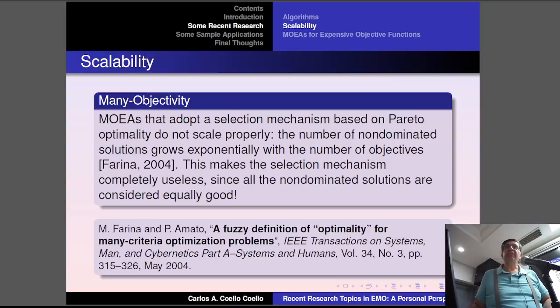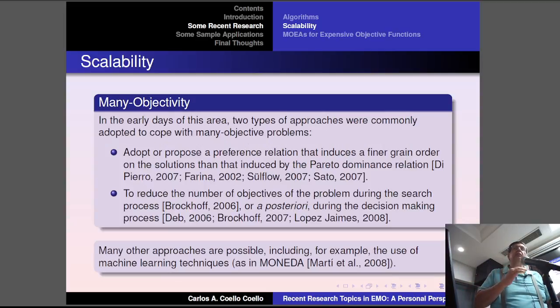Another issue is scalability, as I mentioned before. As we increase the number of objectives, problems arise because we have many non-dominated solutions. In the old days, and this is the period from the year 2005 up to, I would say, 2011, people used to deal with scalability in two main ways. One was using relaxed forms of Pareto dominance. This is possible. This is the mathematically correct way of dealing with the problem.